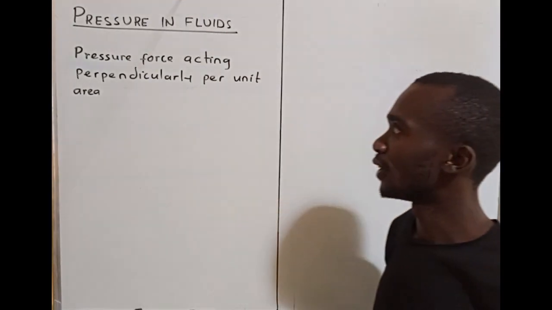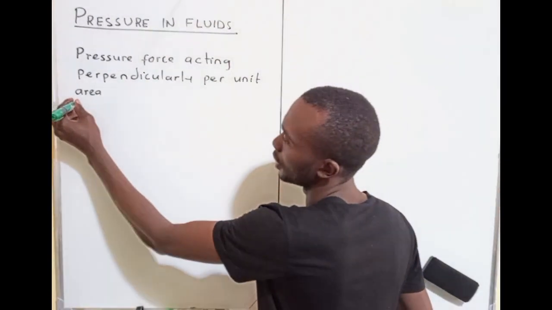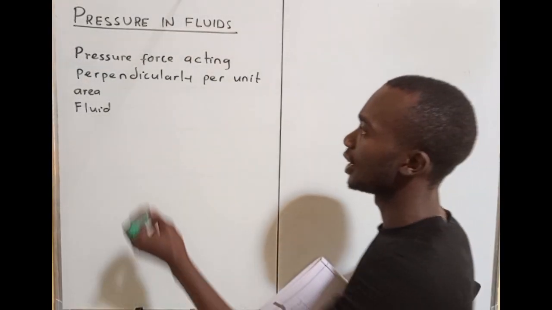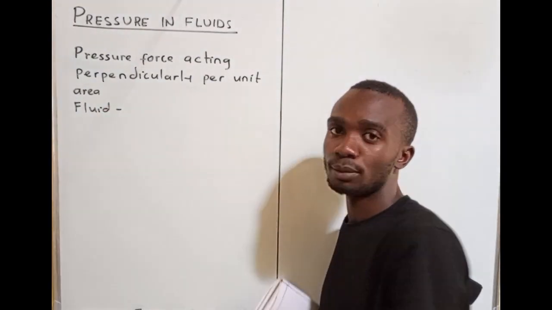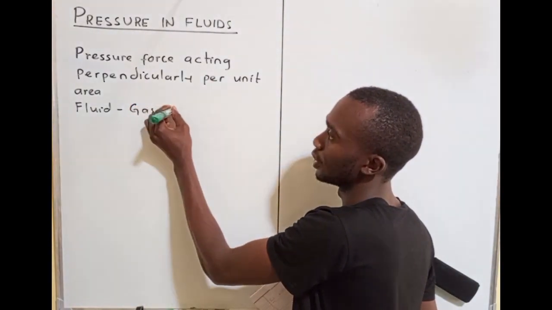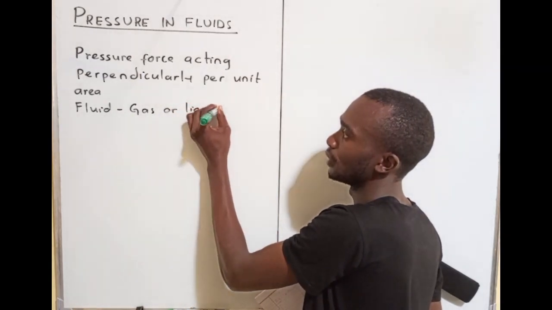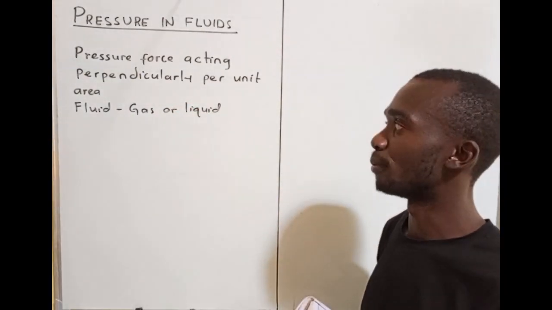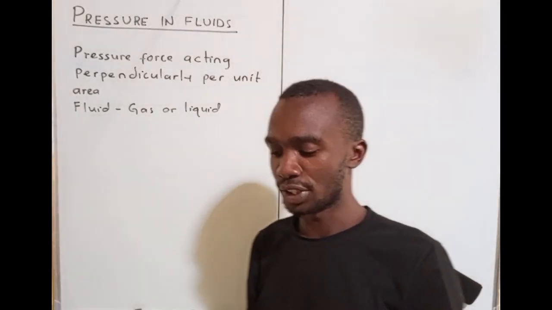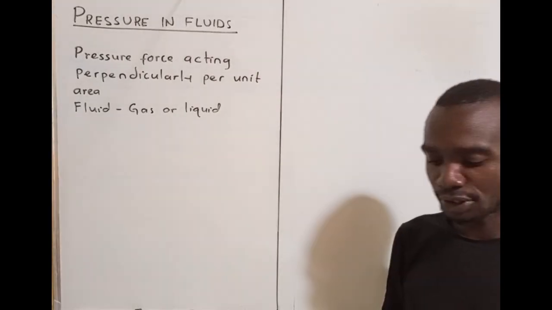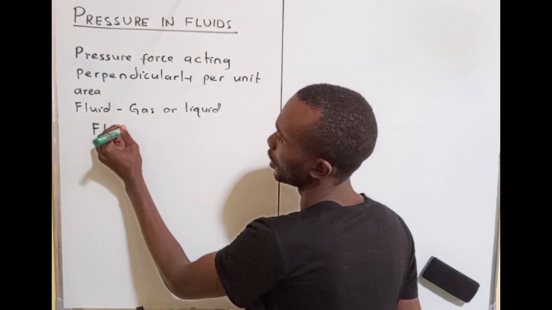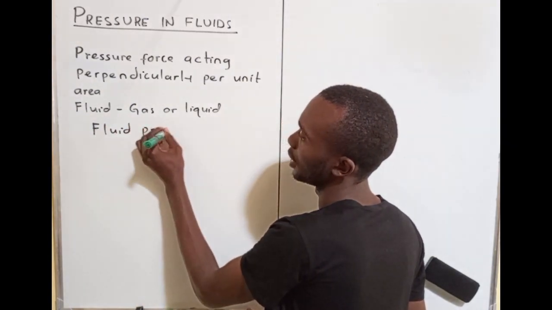Now, the definition of a fluid is any substance which is in gaseous form or liquid form. So a fluid can either be a gas or a liquid. That is a fluid. So we have the definition of pressure on the board and also the fluid. Now, let me teach you about the fluid pressure formula.